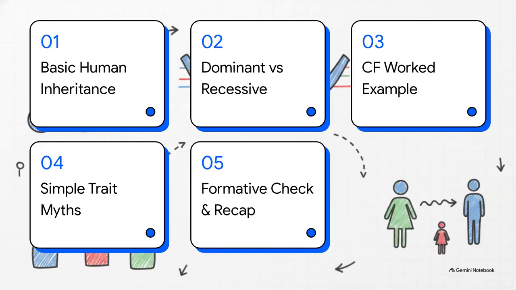Here is our roadmap for today. 1. Objective, basic human inheritance. 2. Dominant versus recessive patterns. 3. A worked example focusing on cystic fibrosis. 4. A misconception check on simple trait myths. And 5. A formative check and recap.